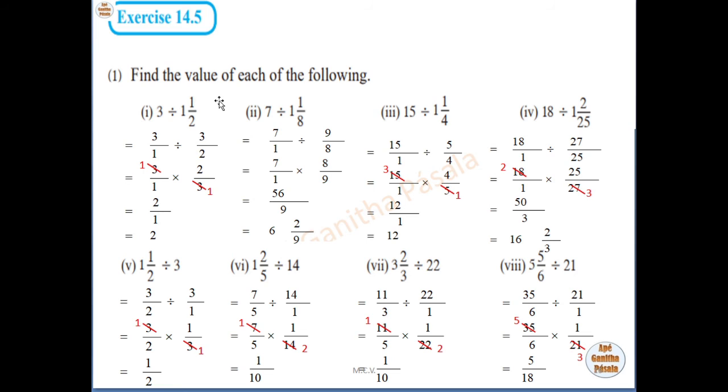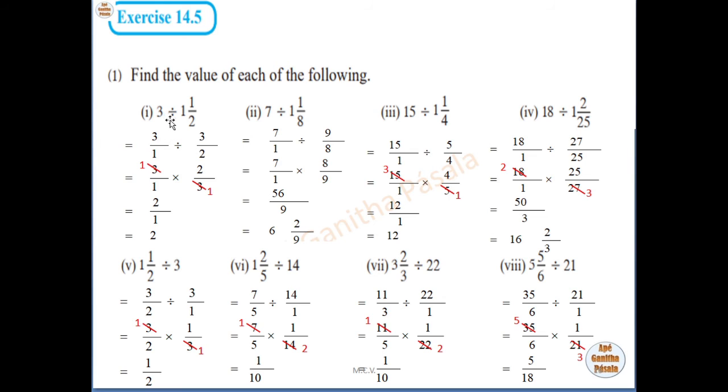3 divided by 1 and 1 over 2. Here you have to divide by a mixed number. You have to divide a certain number by a mixed number. So first what you have to do is convert the mixed number into an improper fraction. First step, 2 multiplied by 1, 2. And 2 plus 1, 3. 3 over 2. So after converting the mixed number into an improper fraction, get the reciprocal and multiply.